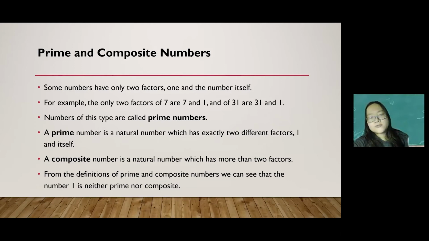From the definitions of prime and composite numbers, we can see that the number 1 is neither prime nor composite. So 1 is a special case. It's not a composite number. Obviously, it doesn't have more than 2 factors. You might think it's a prime number because it has 1 and itself as factors, but 1 is itself, right? So it only has 1 factor, but a prime number has to have 2 factors because 1 and itself must be different. So every natural number is prime or composite except for 1. Please try to remember that.